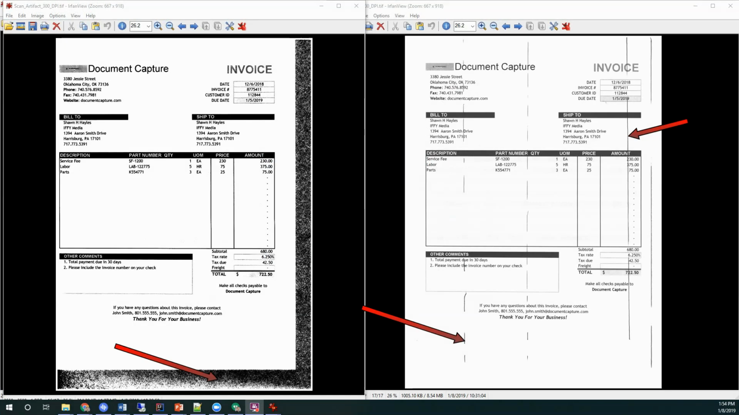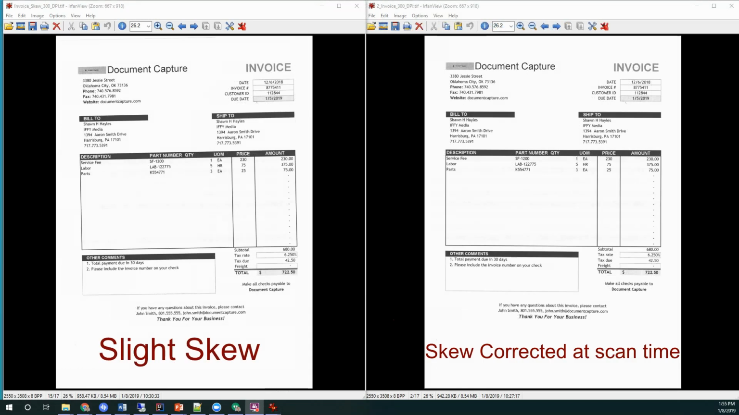The next two samples demonstrate noise that can be seen on images. The image on the left demonstrates noise from an improper alignment on a multifunction device, fax, or scanner. The image on the right demonstrates artifacts caused by a scanner in need of cleaning. The next sample demonstrates a slight skew on an image. This would be the image on the left side of the screen. The image on the right side of the screen would be where skew was corrected at scan time.